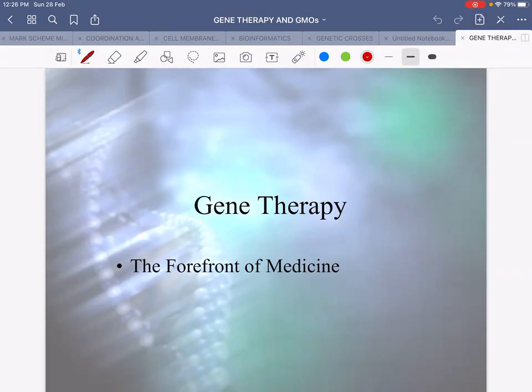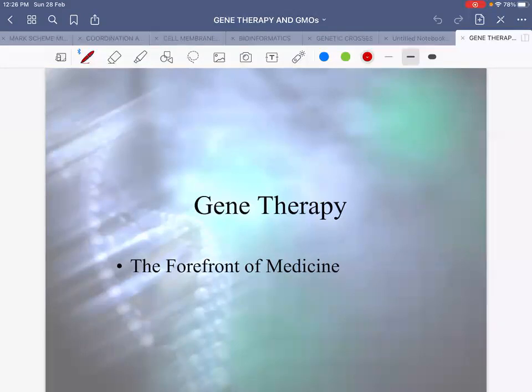Okay, so guys, today we are starting the topic of gene therapy. In the last class, we've already done microarray technology and bioinformatics. And now we move on to the topic of gene therapy. With gene therapy, first of all, we'll be trying to understand what gene therapy is.